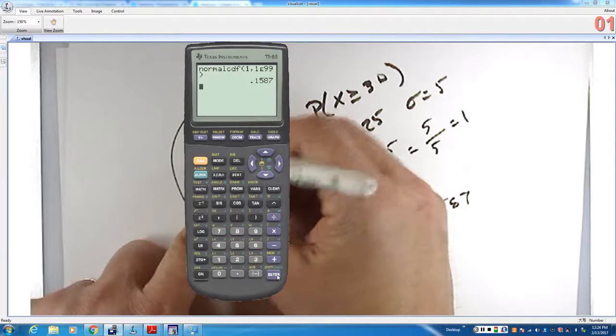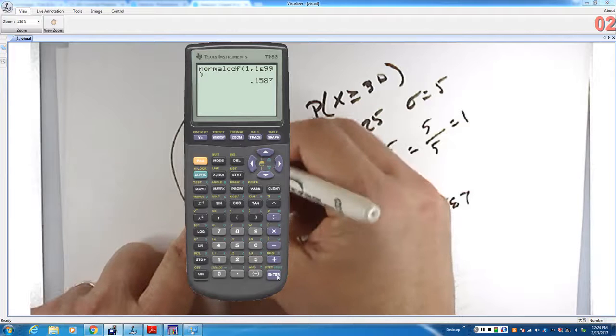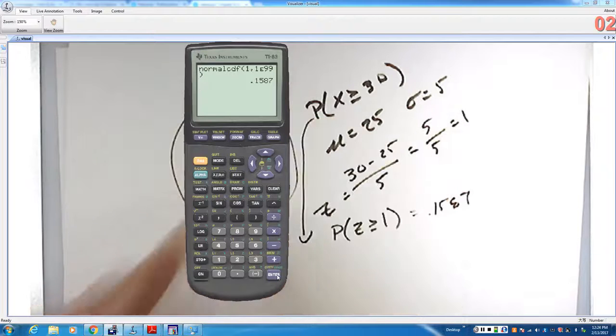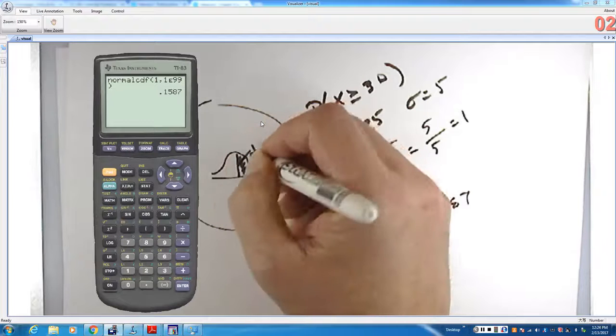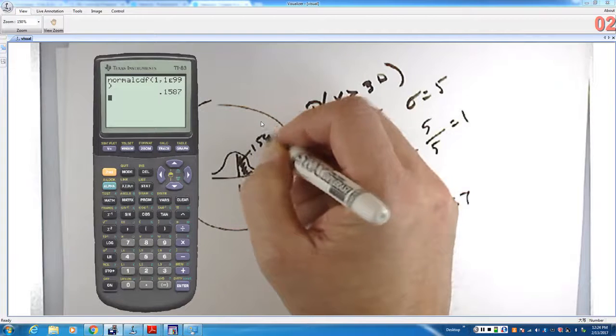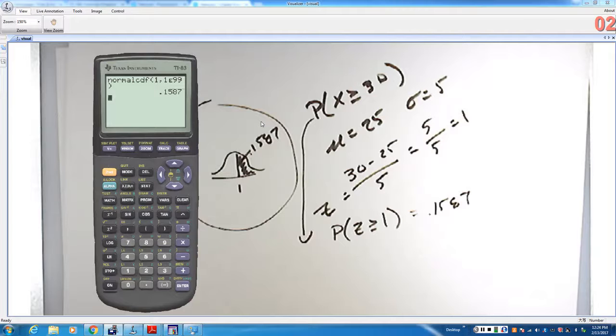So what is that 0.1587? Well, it's greater than 1. Any area out here that's greater than 1. Okay, so that's going to be your probability right there. So this 0.1587 is going to be this right here.